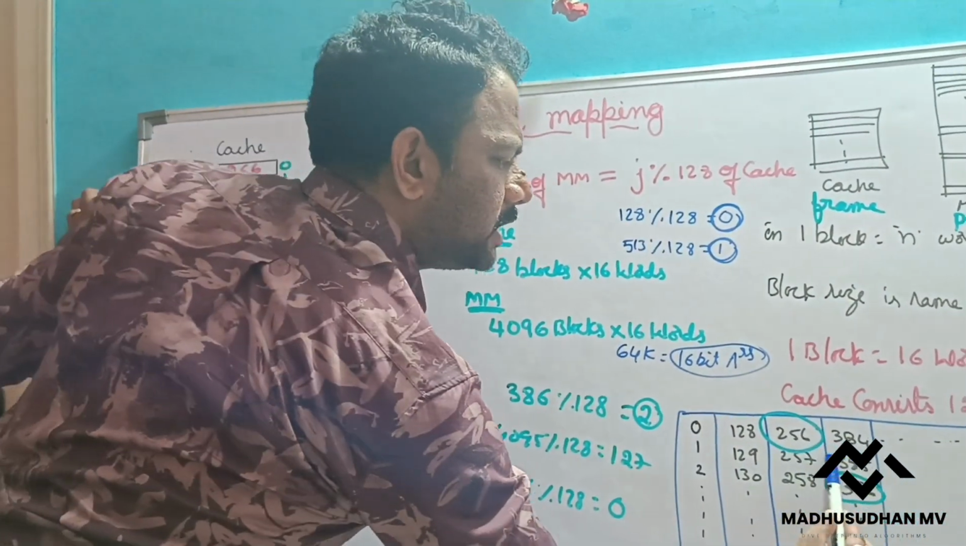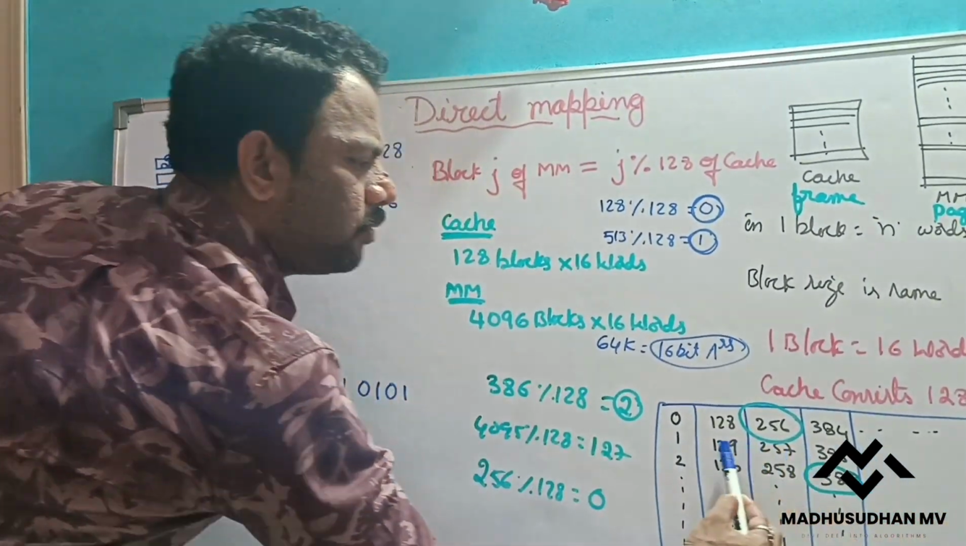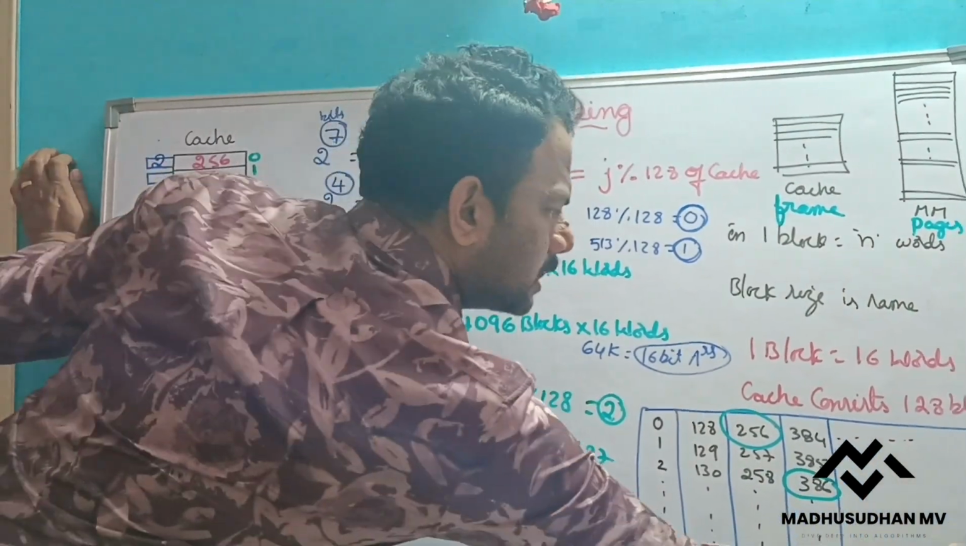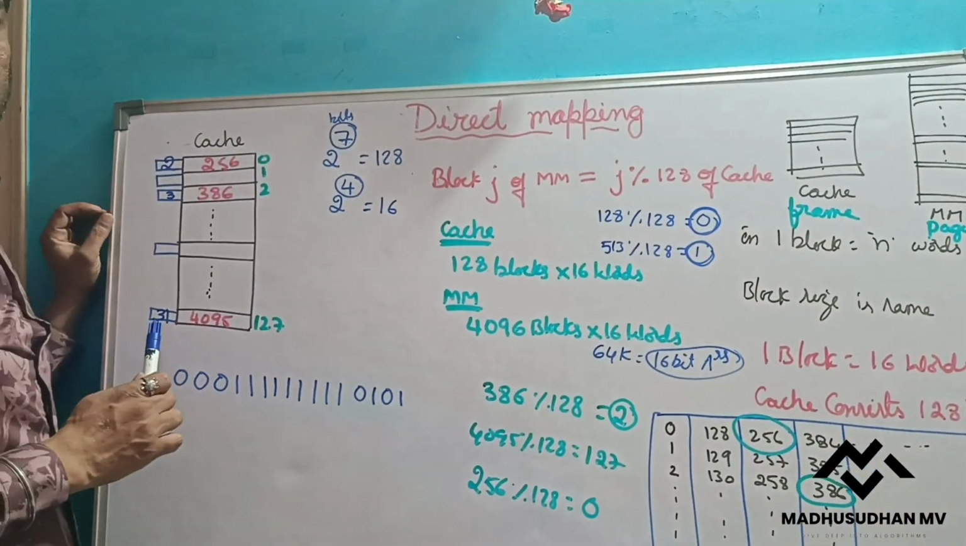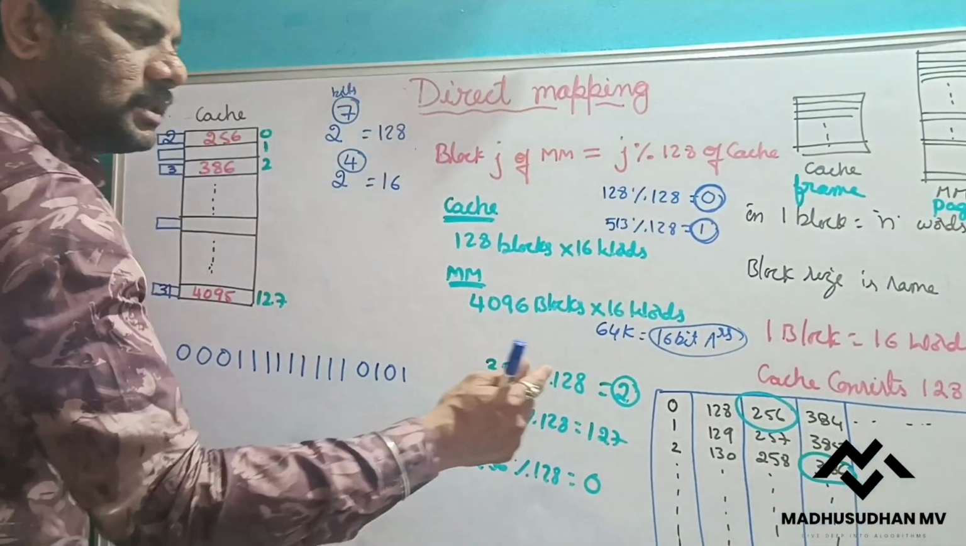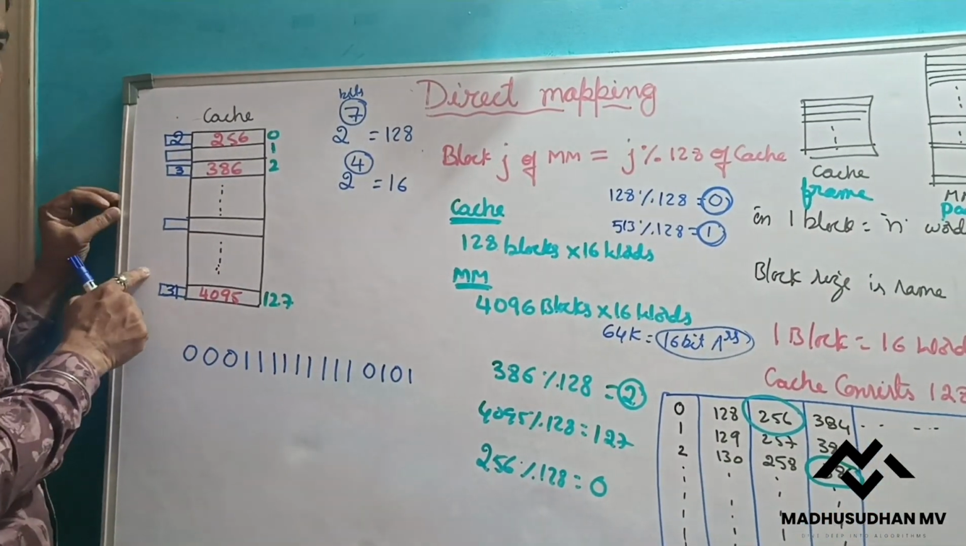Similarly, any one of these 32 blocks can come and sit in block 1. Any one of these blocks can come and sit in block number 2. So, totally my possibility is what? 32. So, the 32 will be written as a tag number.